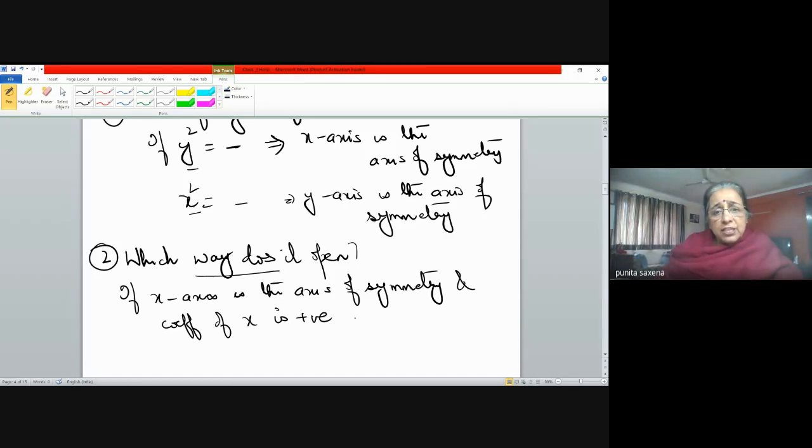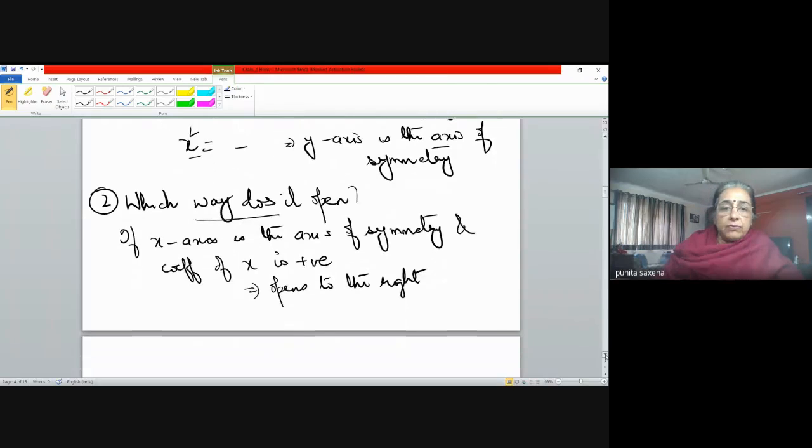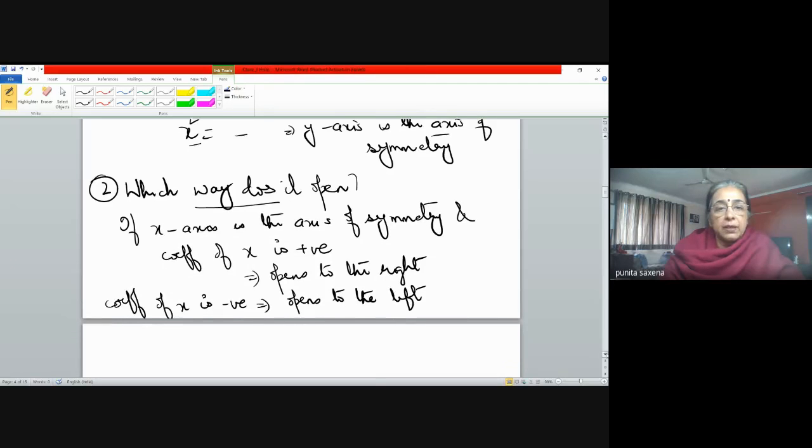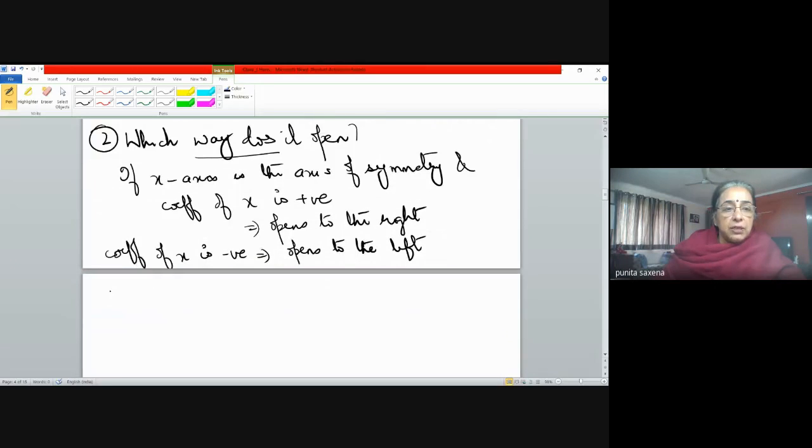And if your coefficient of x is positive, that means the parabola opens to the right. यही लिख देते हैं, okay? Nothing else. Is that okay? And if the coefficient of x is negative, that means your parabola opens to the left. Is that right?